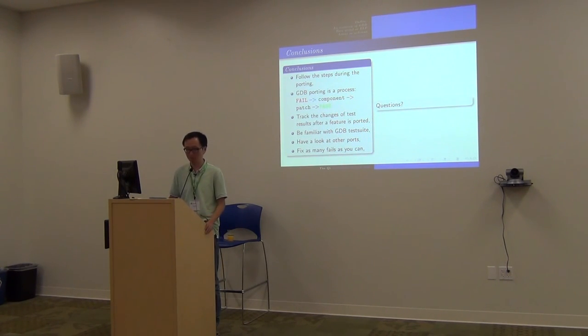And the last two: have a look at other ports. GDB has been ported to many other different architectures, so you can have a reference to other ports, and maybe you will have some ideas why this part should be written in this way. And the last one is fix as many fails as you can. Okay, questions?